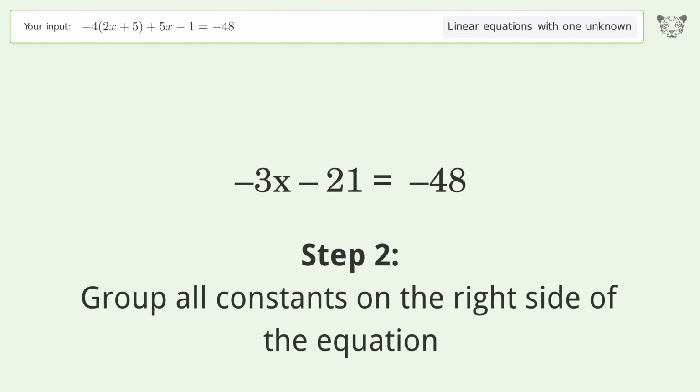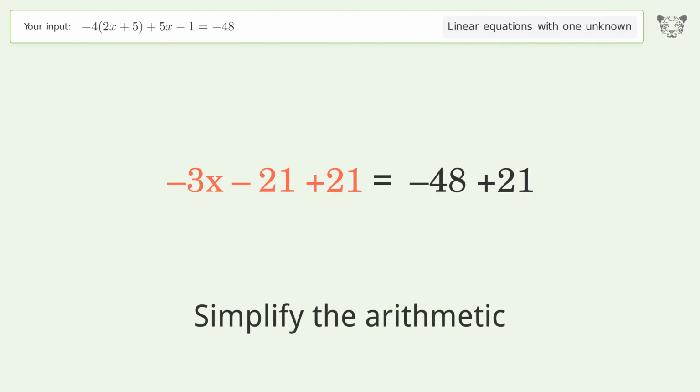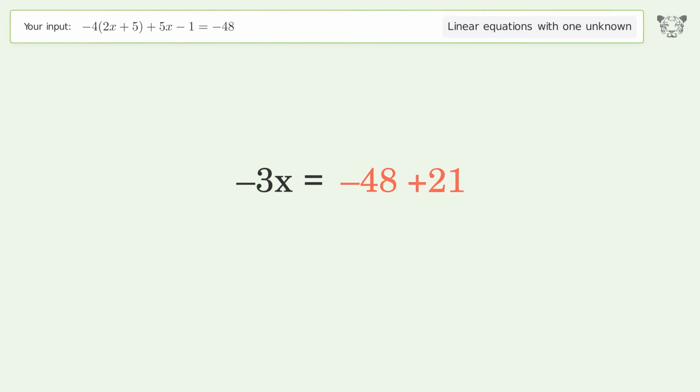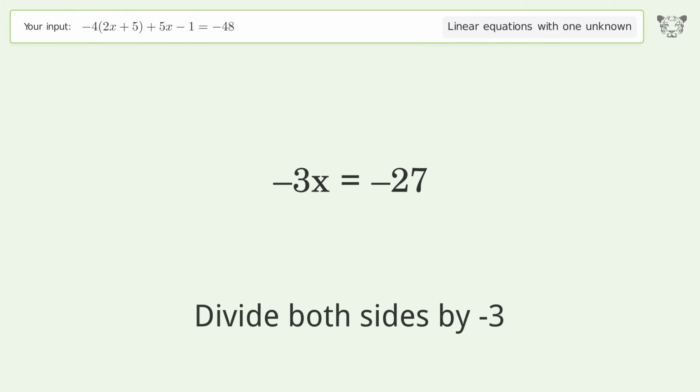Group all constants on the right side of the equation. Add 21 to both sides. Simplify the arithmetic. Isolate the x. Divide both sides by -3.